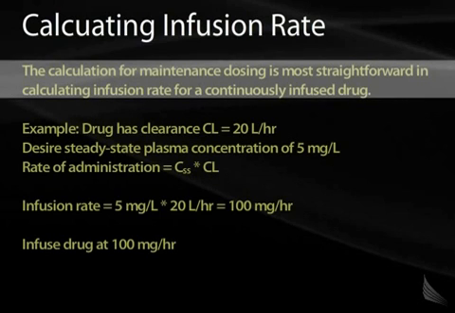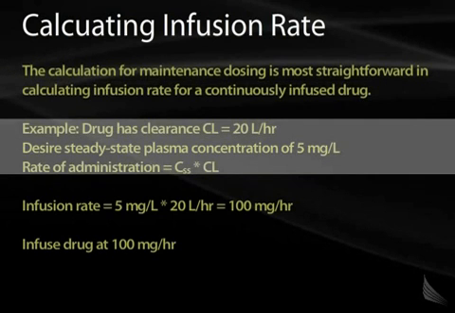In order to calculate the infusion rate of a molecule, it's easiest to tell in a patient that will be receiving a constantly infused medication. For example, in this case, we have a drug that has a certain clearance, and you will be given that clearance on the test. What we'd like to do in this patient is to maintain a steady state concentration of 5 milligrams per liter of plasma. This is the level of the drug we would like to achieve in that patient in order to achieve an effect.